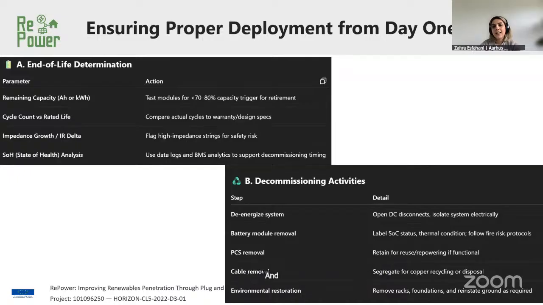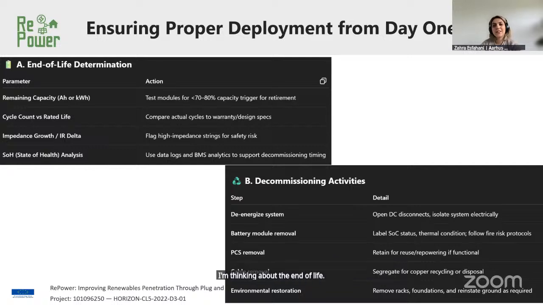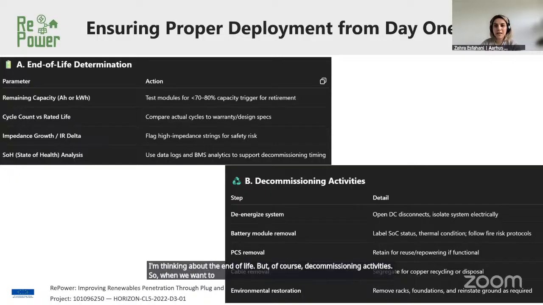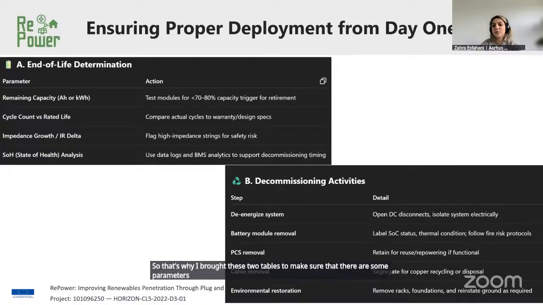And actually, I would like to discuss the last point, that we need to ensure proper deployment from day one. I'm thinking about the end of life, of course, decommissioning activities. So when we want to invest in a battery and install it, we need to think about the last day from the beginning. That's why I brought these two tables, to show some parameters and steps that we need to take care of from day one.